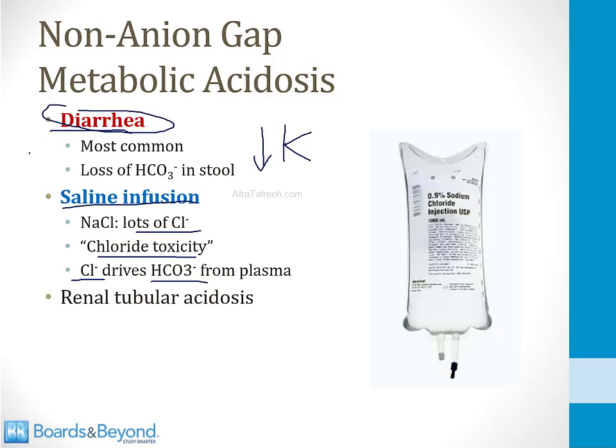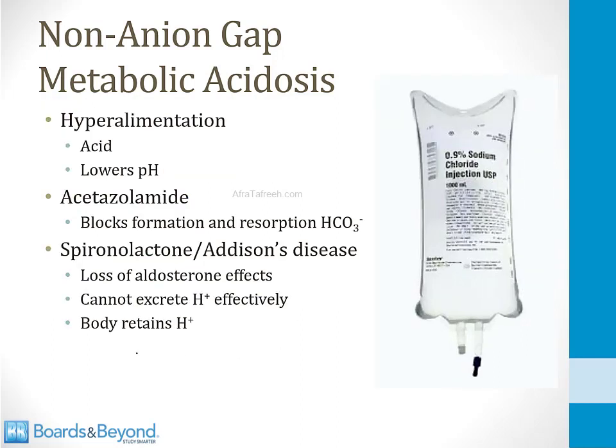And so clinically, in terms of real life, diarrhea and saline infusion are the most common reasons you will see a non-gap metabolic acidosis. Much more rare than either of these two things are the renal tubular acidoses, which I talk about in another video. These are problems with the renal tubules in the nephron that lead to an acidosis. They're very rare, much less common than diarrhea and saline infusion. And then on this slide, I've listed some other even more rare causes of non-anion gap metabolic acidosis.